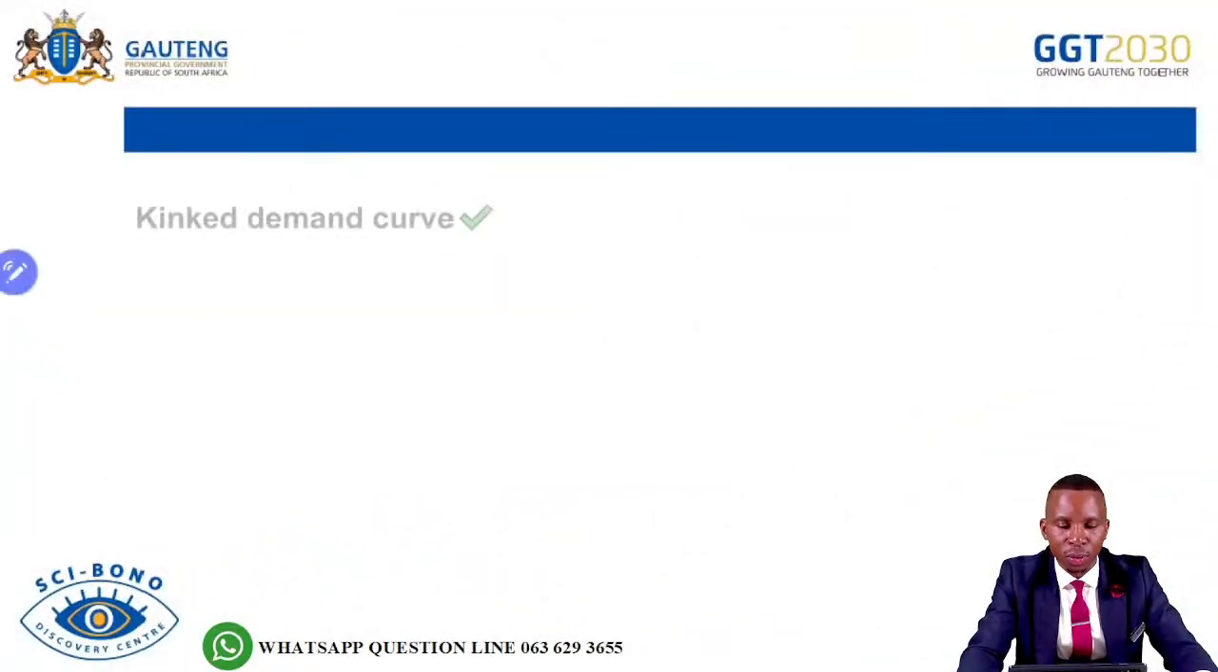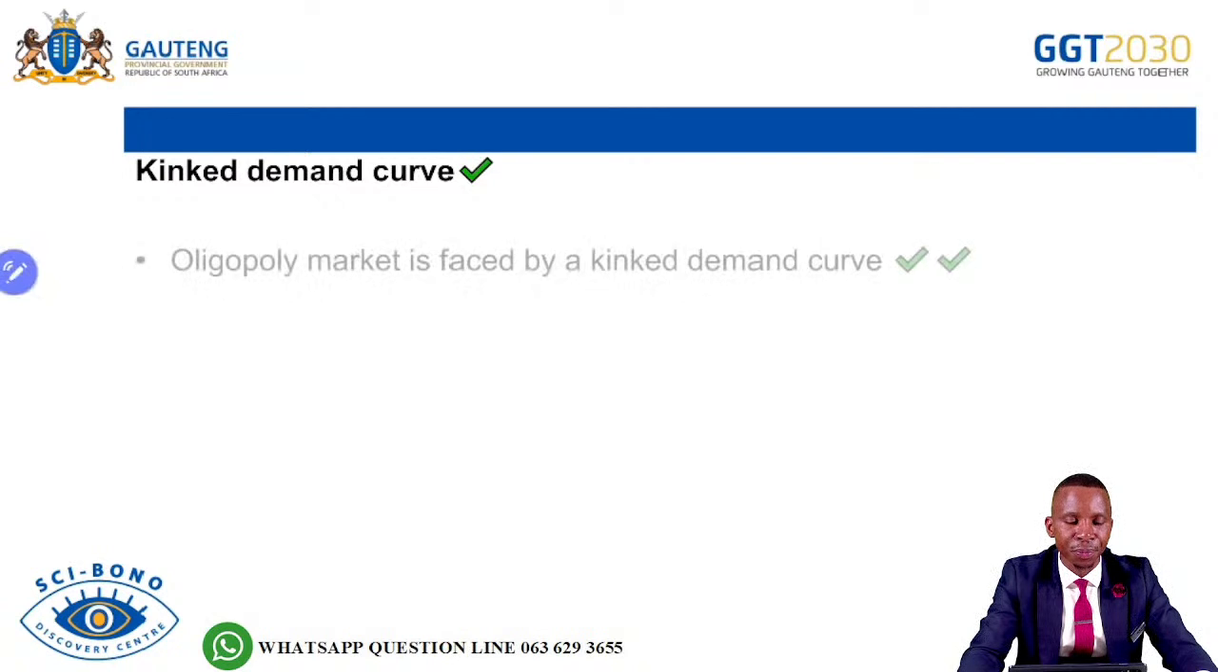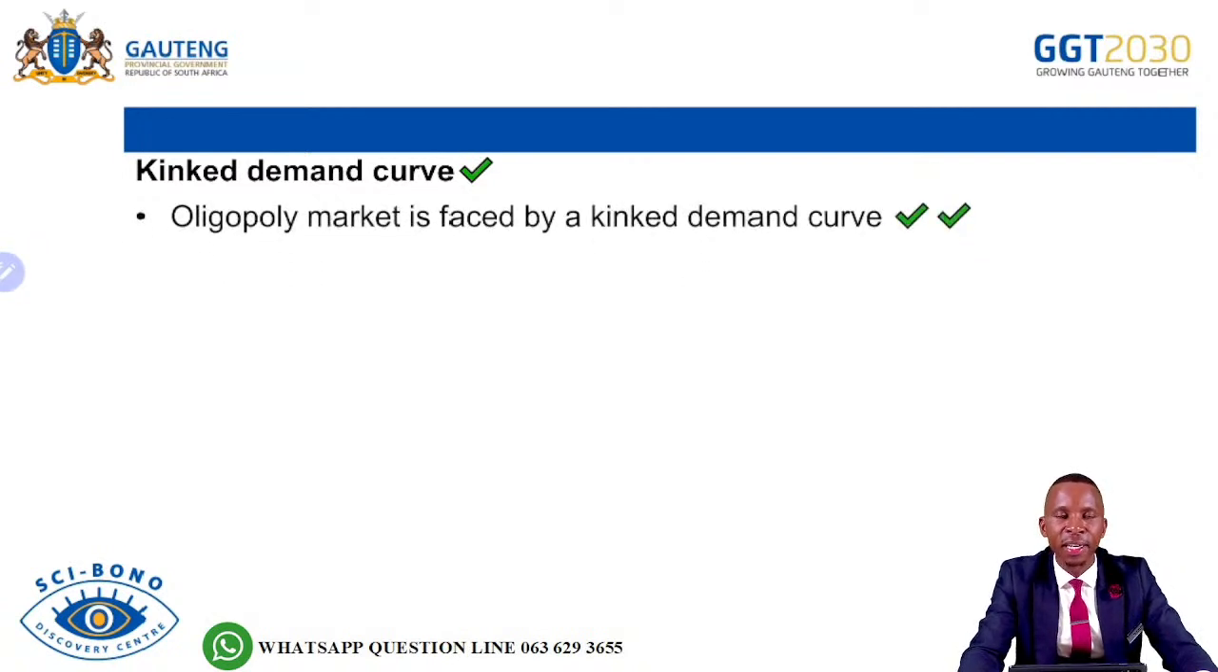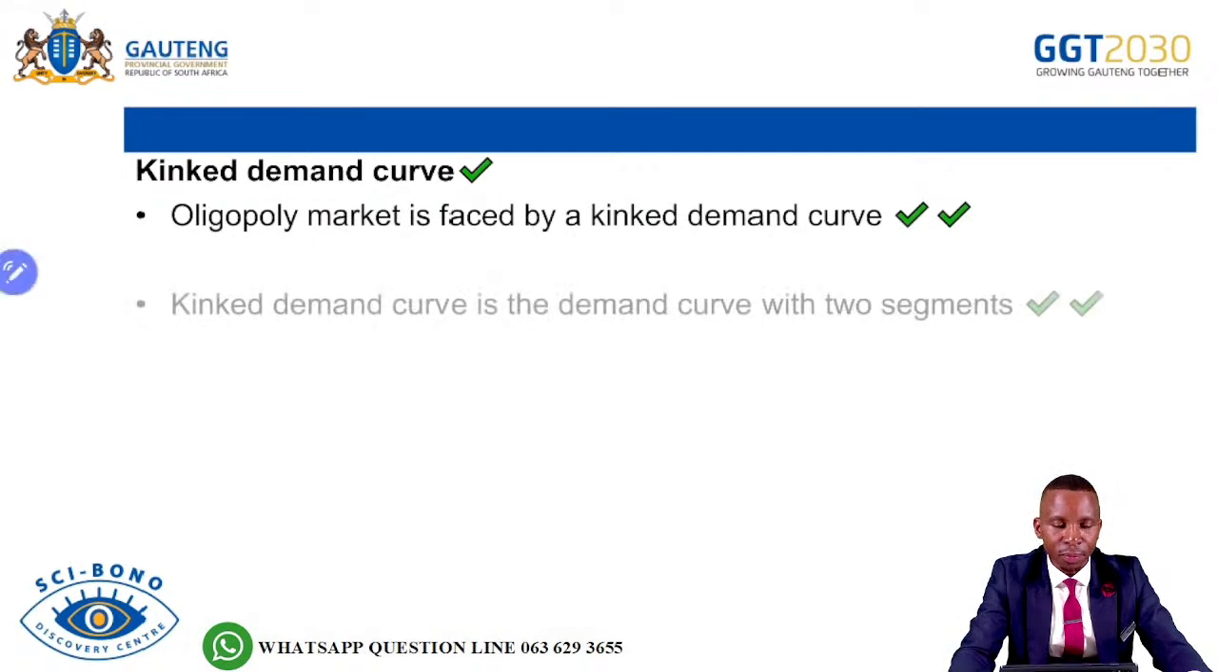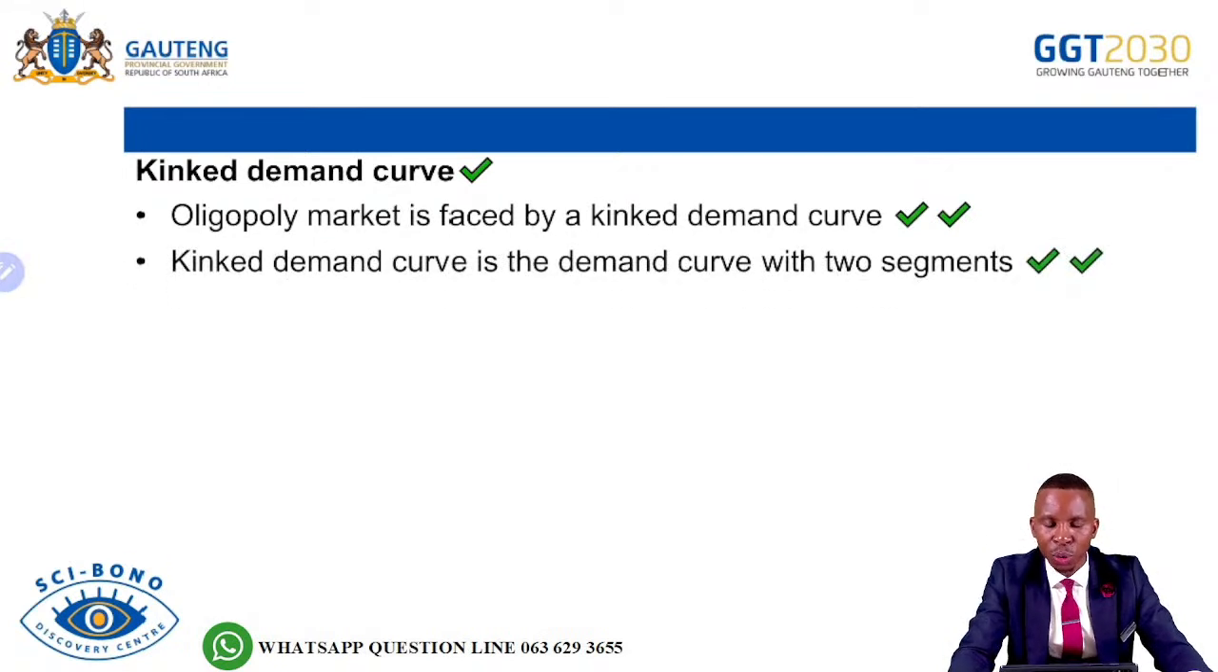And then we continue. Kinked demand curve. Oligopoly is faced with the kinked demand curve, which has two segments, namely the top segment and the bottom segment. The top segment is relatively elastic and the bottom one is relatively inelastic. A kinked demand curve is a demand curve with two segments.